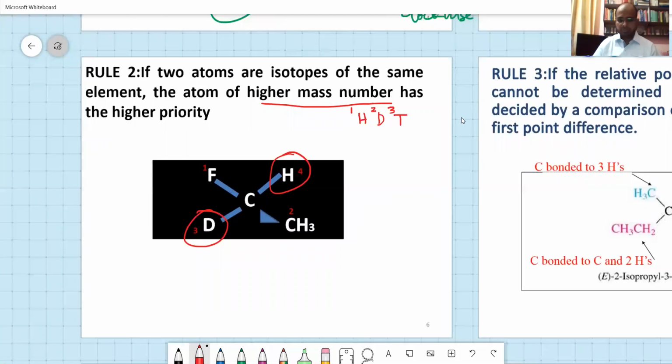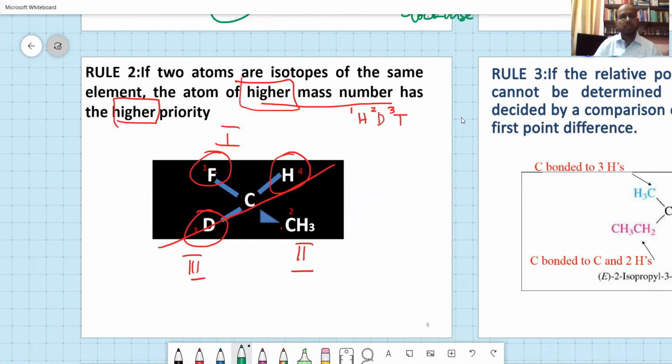Rest of the things put apart, you can see H is the last. Both these things you leave. You decide between F and CD3. F has first priority, CD3 has second priority. Because between these two, deuterium has higher mass, so it takes higher priority. So deuterium gets priority 3. If you look at this, it goes 1, 2, 3. So it is clockwise. Therefore, it is R configuration.